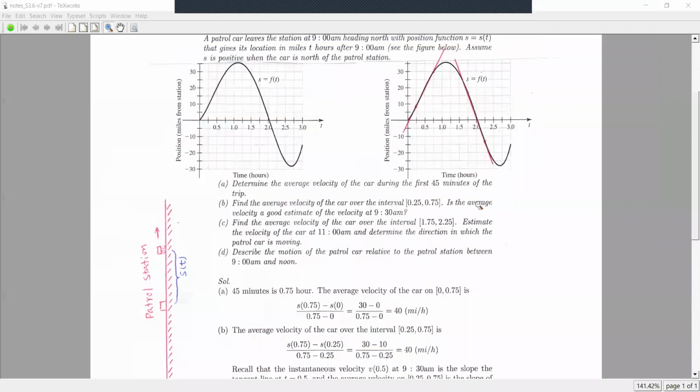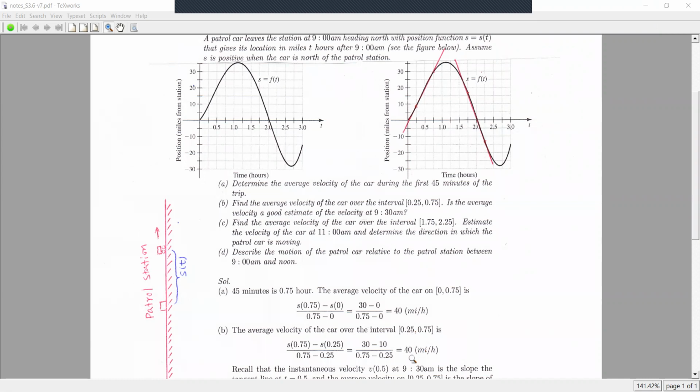To answer the second question, in part B, we need to recall that an average velocity is the slope of a secant line. And an instantaneous velocity is the slope of a tangent line.